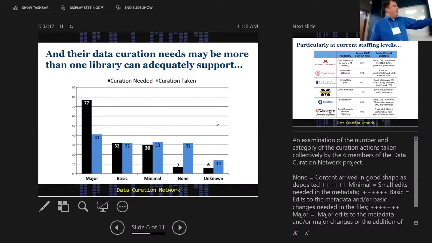And similarly, on the none category, there were 7 data sets total that came in that really were pretty good as they were. They didn't need a whole lot of work. But there were 32 times where we weren't able to do much in the way of curation activities for one reason or another. So there's some disconnects in terms of what's needed versus what we're currently able to provide collectively.